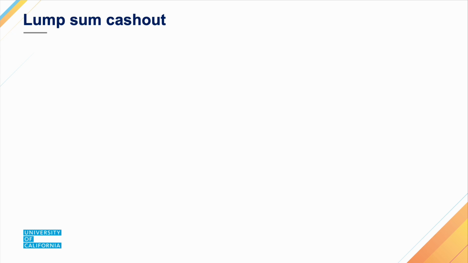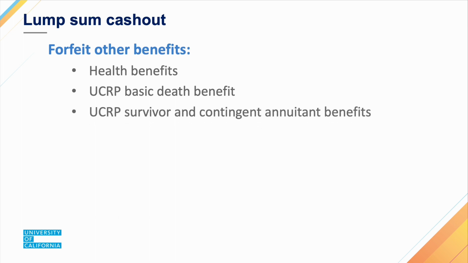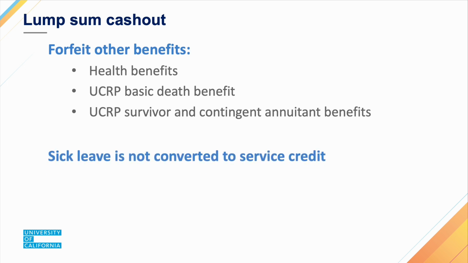Now, if you elect a lump sum cash out, you'll give up all other UC retirement benefits, including retiree health, the basic death benefit for your survivor, as well as any other survivor or contingent annuitant provisions. Sick leave will not be converted in calculating the lump sum cash out, so sick leave will not be converted to service credit. And if you elect the lump sum cash out, you can also not return to a staff career position at UC.